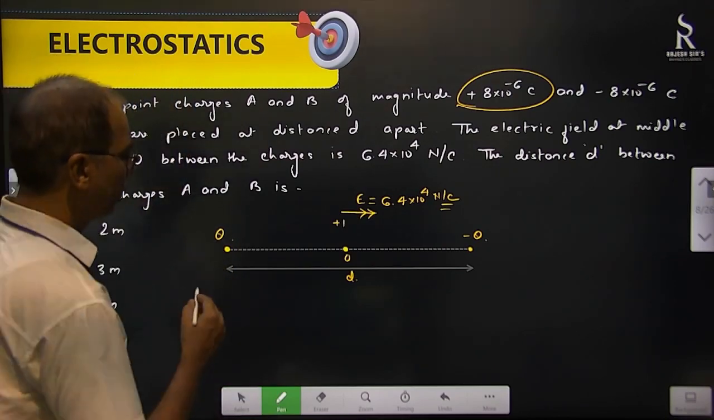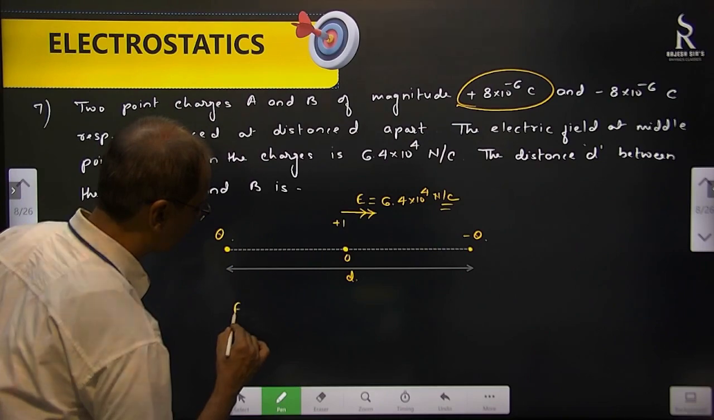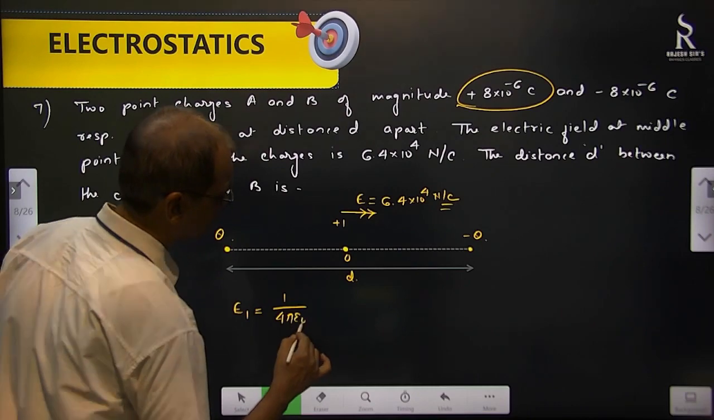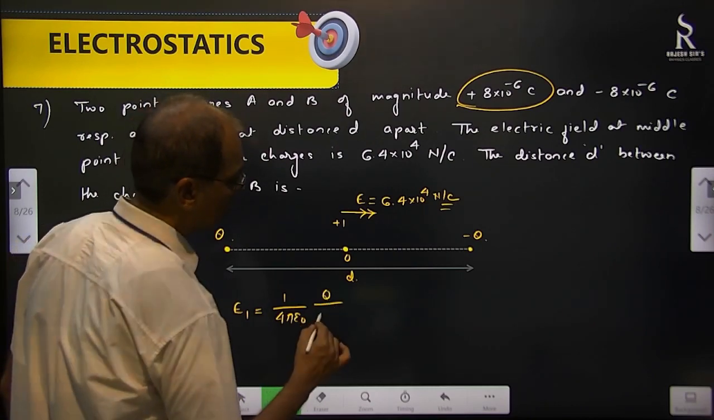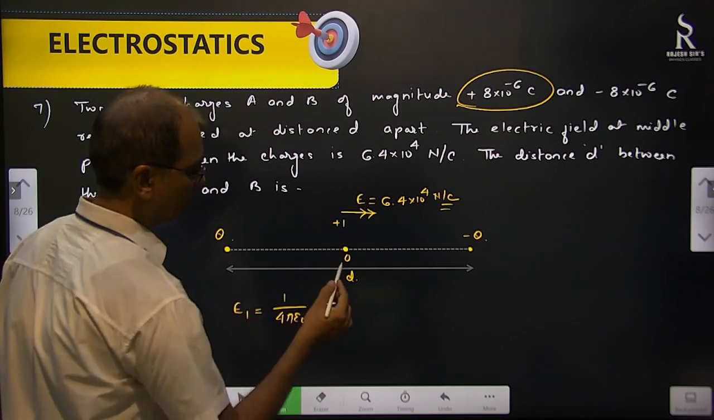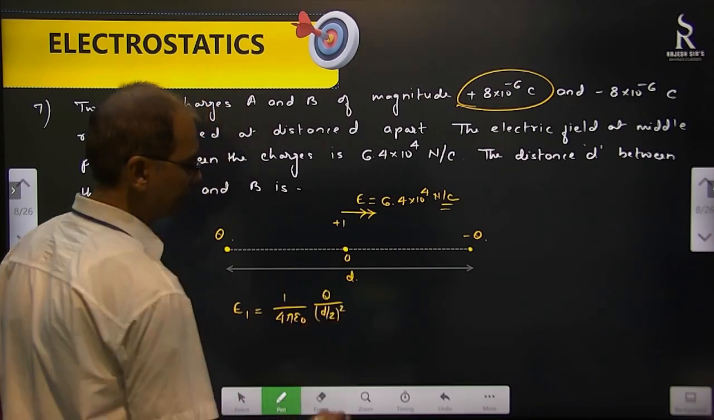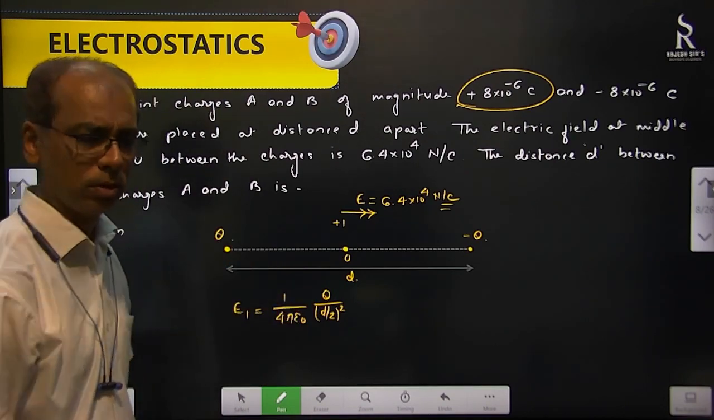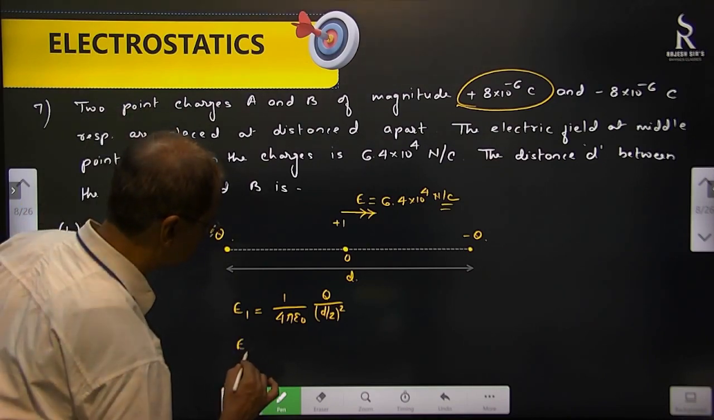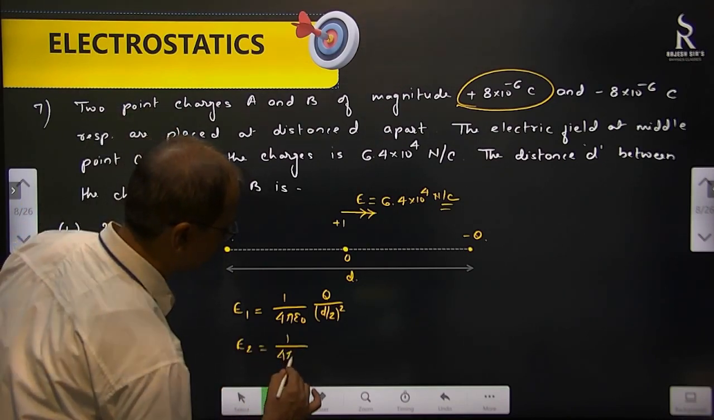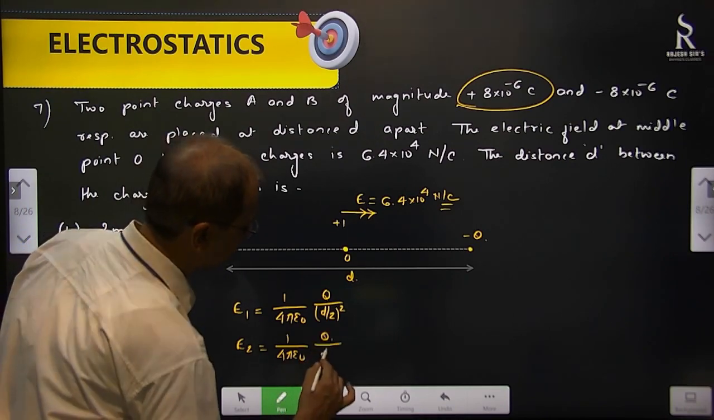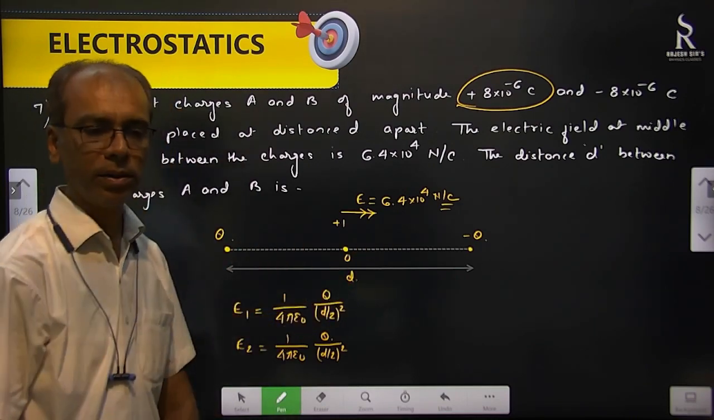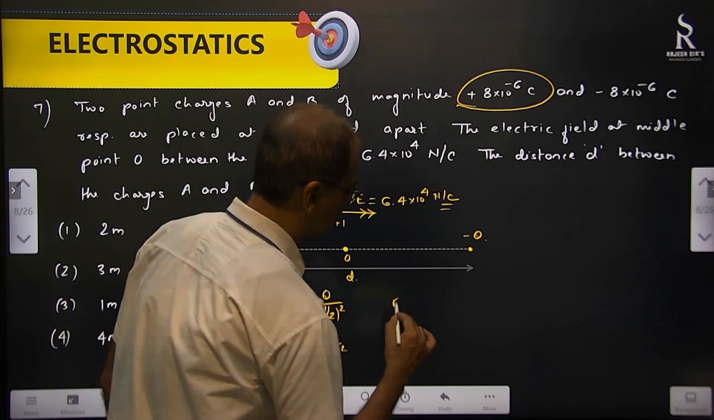Okay, so see now, because of this Q, let's say E1. So 1 by 4 pi epsilon naught Q by (d by 2) whole square, because this is d by 2, remember that. Because of negative q, same magnitude, we will say E2, 1 by 4 pi epsilon naught q by (d by 2) whole square. Because of both, it's the same. Then add it. So E equal to E1 plus E2.